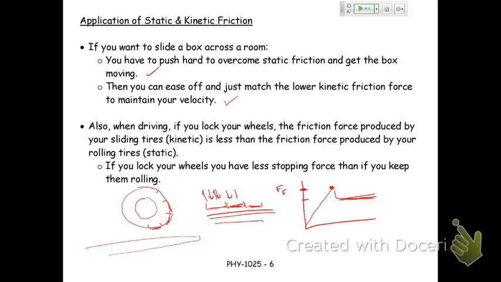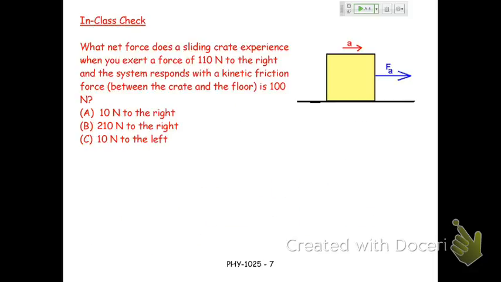Watch out for locking your brakes. If you lock your wheels, you slide, you leave this big tire track, and you're not the most efficient stopping. You will go further before you stop once you lock your wheels. The kinetic friction force produced by your sliding tires is less than the friction force produced by your rolling tires. If you lock your wheels, you have less stopping force than if you keep them rolling. It's counterintuitive, but that's the way it goes.